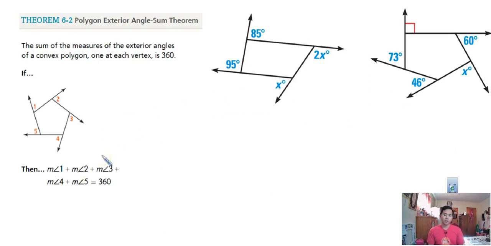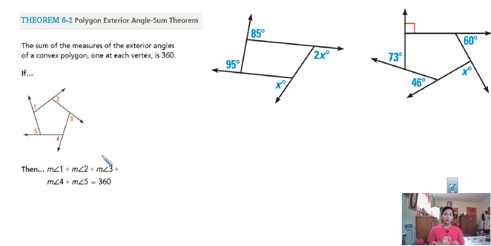Now we also have here the polygon exterior angle sum theorem. A while ago we were talking about the interior angle. Now we talk about the exterior angle of the given polygon. The polygon exterior angle sum theorem states that the sum of the measures of the exterior angles of a convex polygon, one at each vertex, is 360.